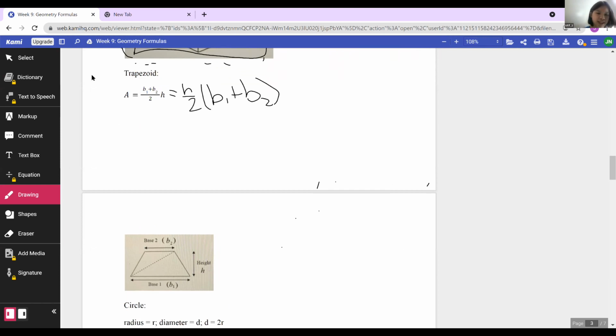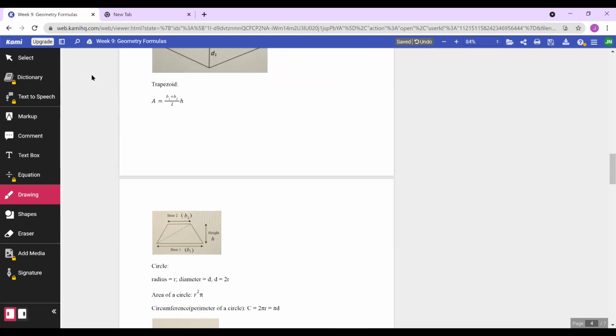So yeah, that's basically the area of a trapezoid. So is the area of the trapezoid the top base plus the bottom base times the height divided by 2? Yeah.